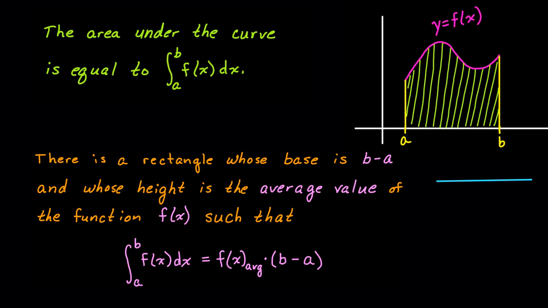In this section, I'm going to cover average value of a function. If we look at the function f over here, y equals f of x, the area underneath the curve, which is our green region here, is equal to this integral from a to b of f of x dx. So we've already talked about before how your integral is going to give you the area between the curve and the x-axis.